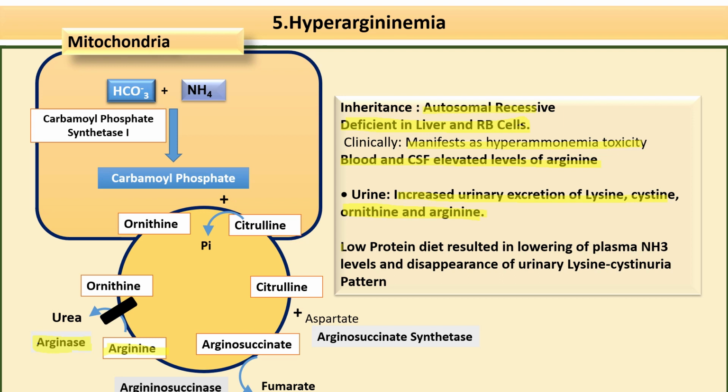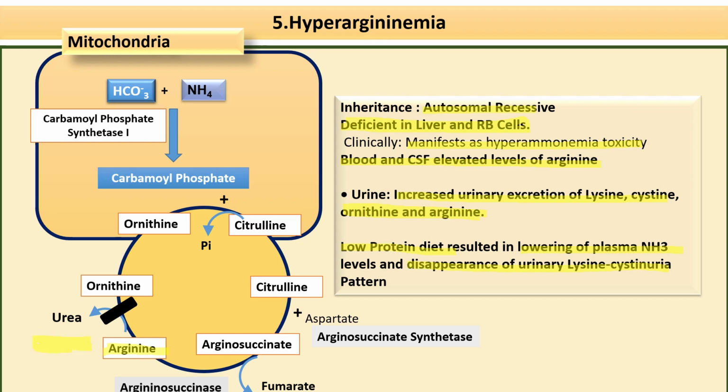So here your diet should be low in protein, and that will lower your plasma level of ammonia and disappearance of urinary cysteine lysine pattern. अगर प्रोटीन कम खाओगे तो लाइसिन सिस्टीन का जो एक्सक्रीशन है वो पैटर्न जो है वो कम हो जाएगा.